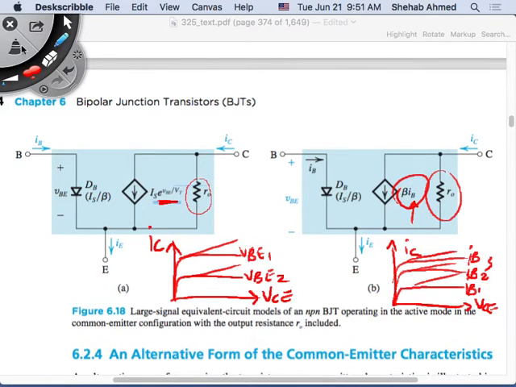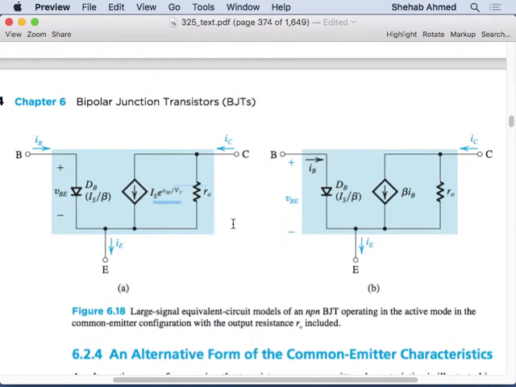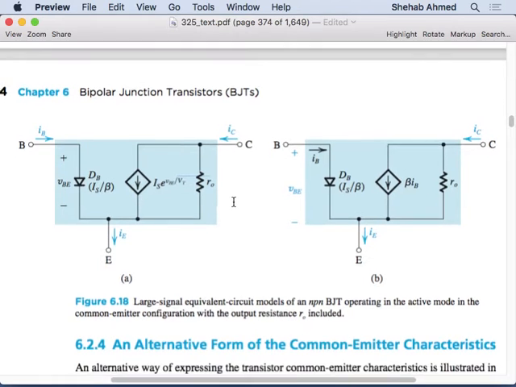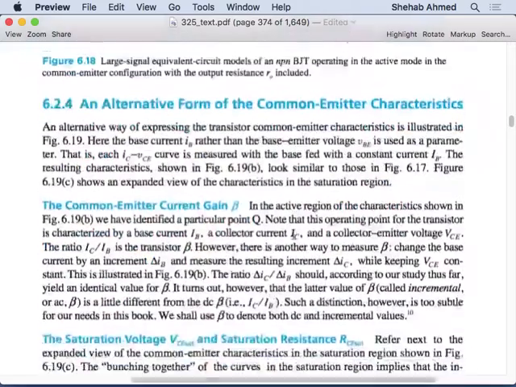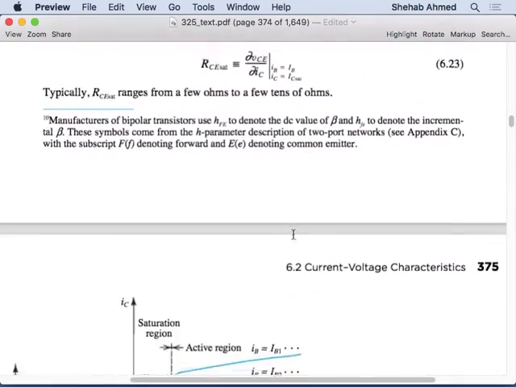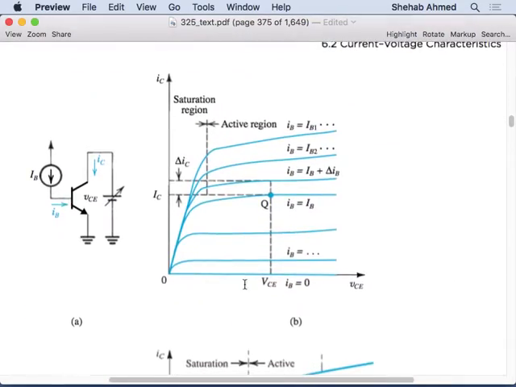Okay? So these are some equivalent circuit models, including the early voltage effect. Adding the resistor will make the circuit not ideal, yes, sure. It will make it closer to reality by including the early voltage effect. Okay, so now in the next section they talk about what I was just talking about. Instead of drawing the characteristics with respect to IC versus VCE at different values of VBE, it's with respect to different values of IB, right? It's equivalent, right? It's the other equivalent circuit model that we showed here.